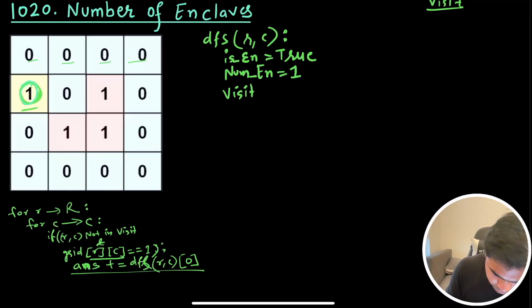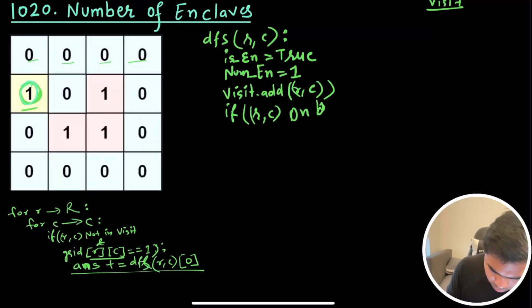So visit dot add this R and C as a group, this tuple. And then by the way, if this R and C is on the border, in the code we will have proper conditions to check this, but here I'm just saying it: if this is on the border, then is_en will be false.